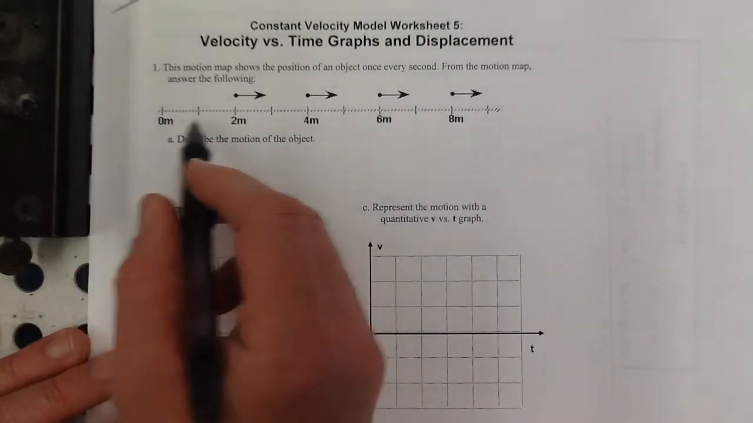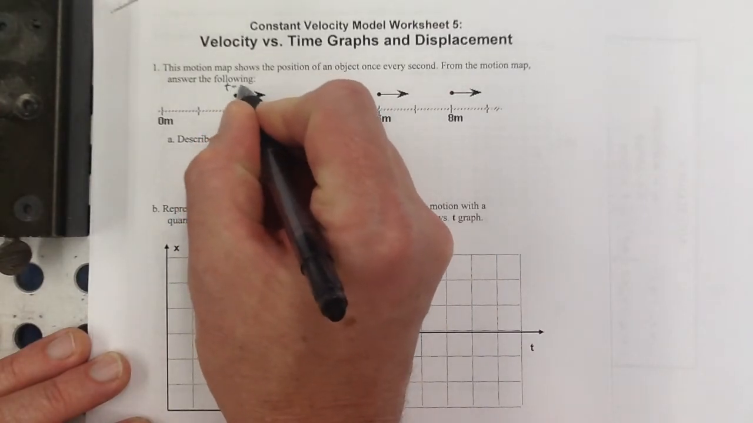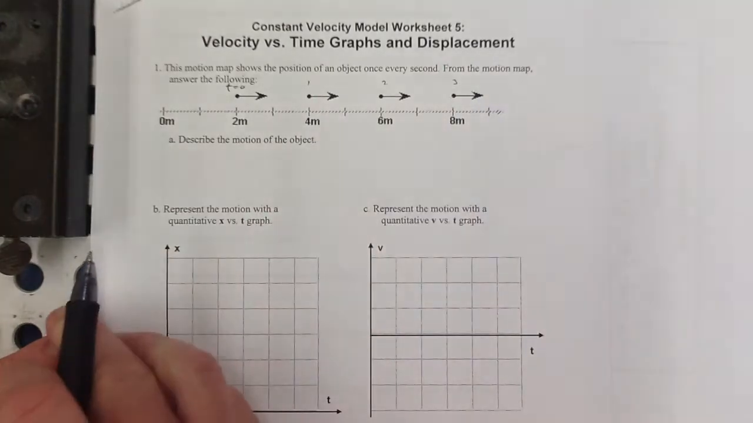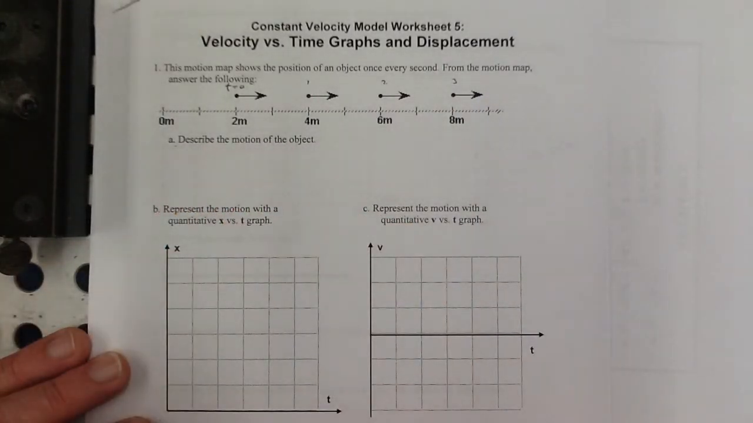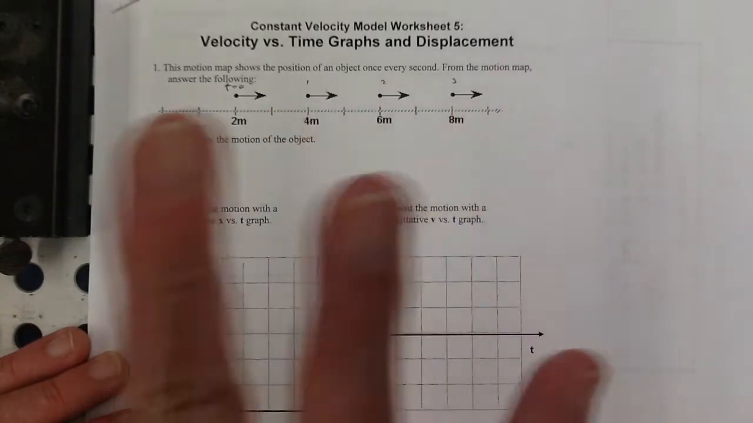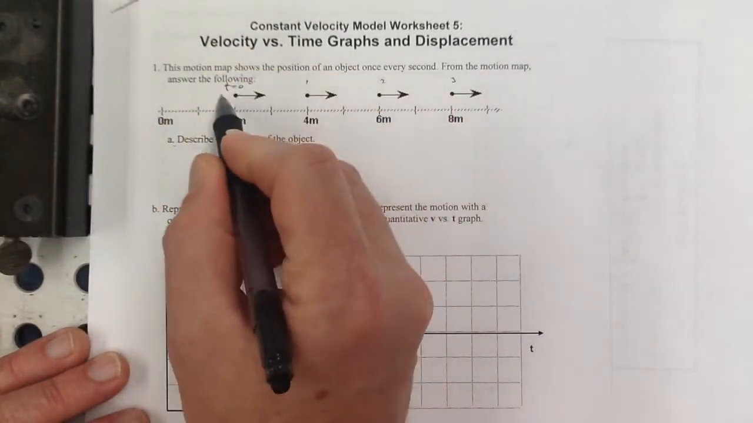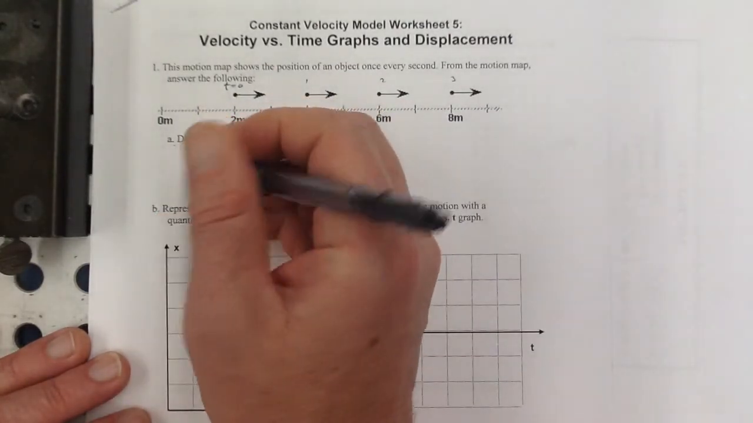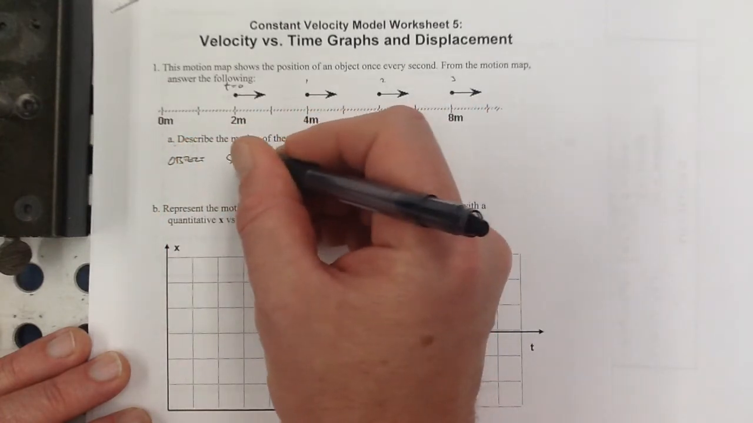So here I've got a motion map. It's starting here. This would be at time 0 and then time 1, 2, 3. And I want to describe the motion of the object. So I think that there's 3 things to say. Where does it start? How fast is it going? And in what direction?